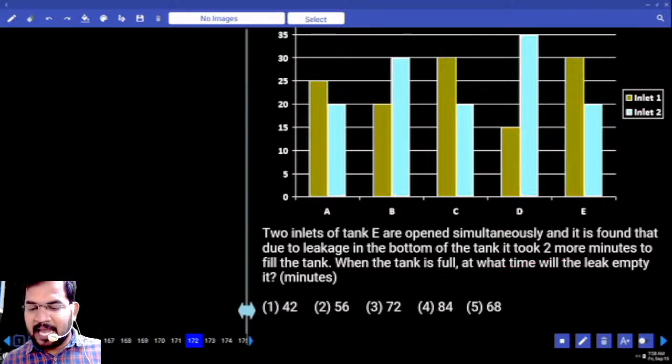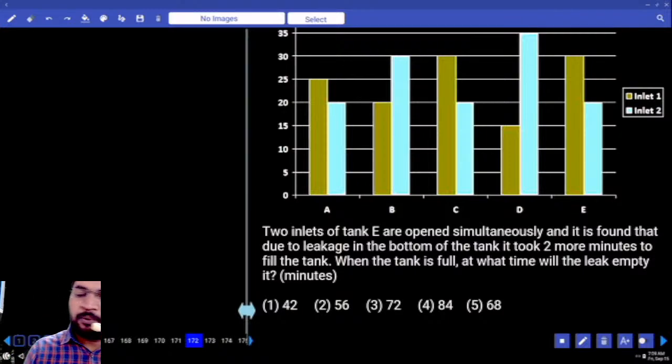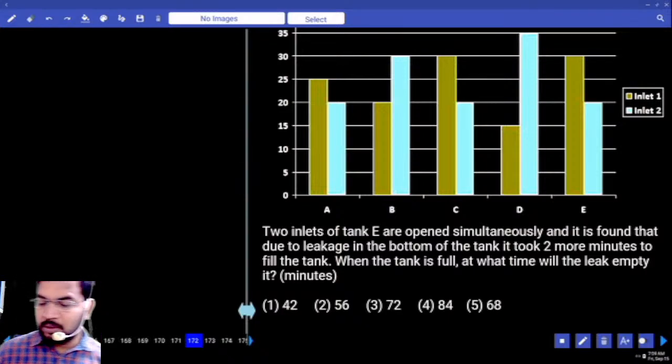Two inlet pipes of tank E are opened simultaneously, and it is found that due to leakage in the bottom of the tank, it took 2 more minutes to fill the tank. When the tank is full, at what moment does the leak empty it? So look at here, all of you.